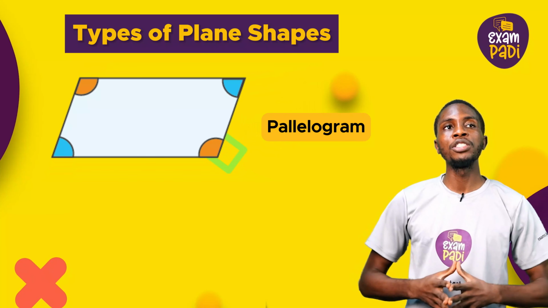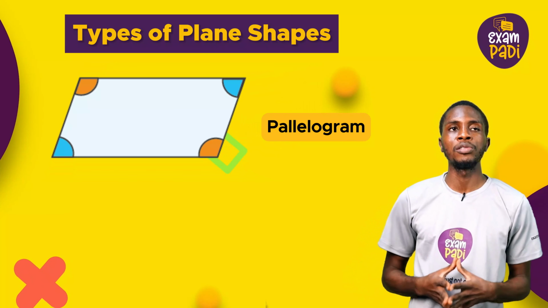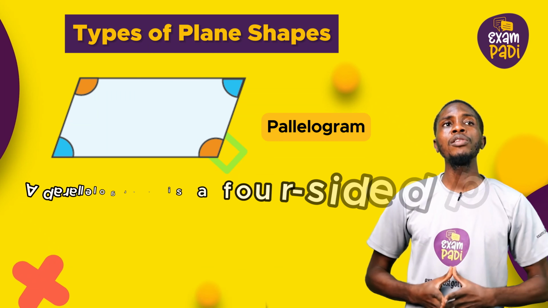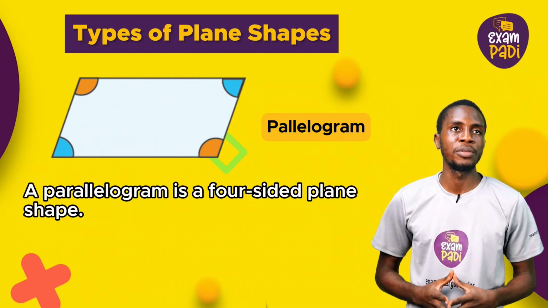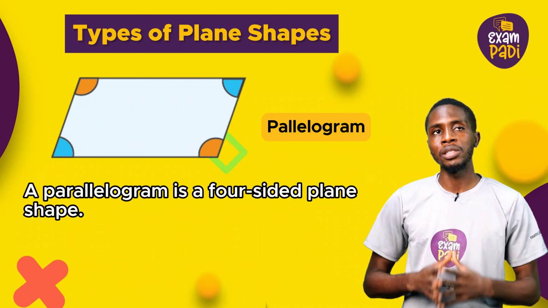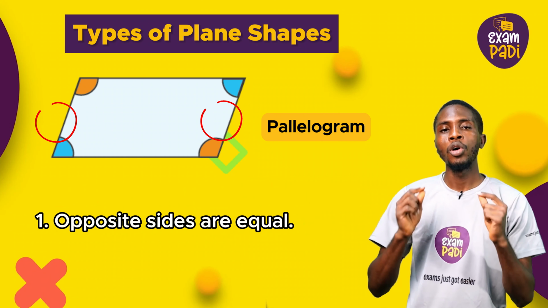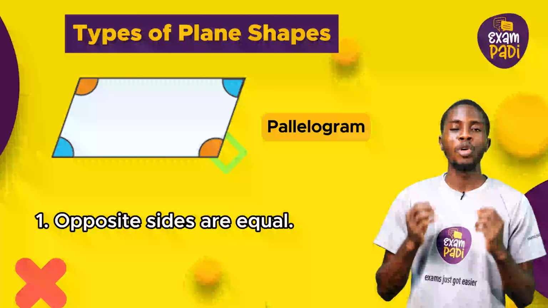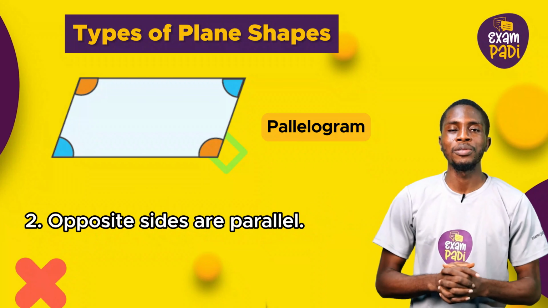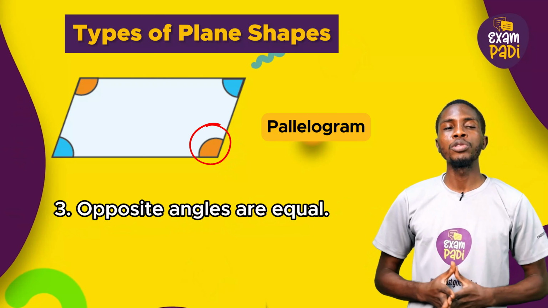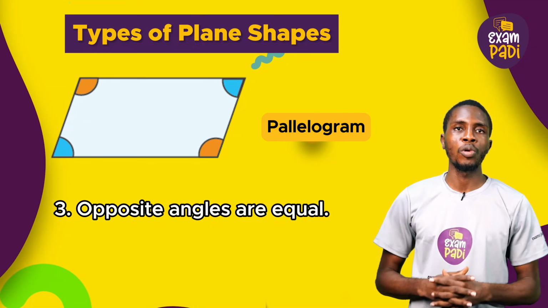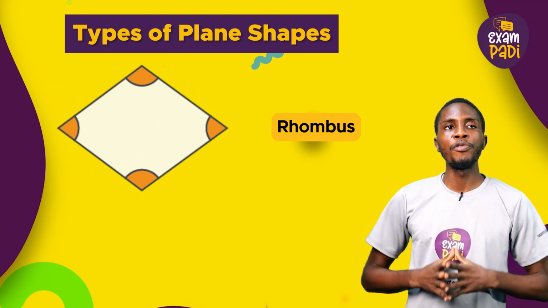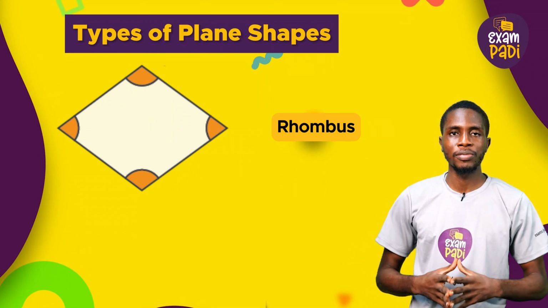The fourth type of plane shapes we'll be looking at is a parallelogram. A parallelogram is a four-sided plane shape, and the properties include 1. Opposite sides are equal. 2. Opposite sides are parallel. And 3. Opposite angles are equal.